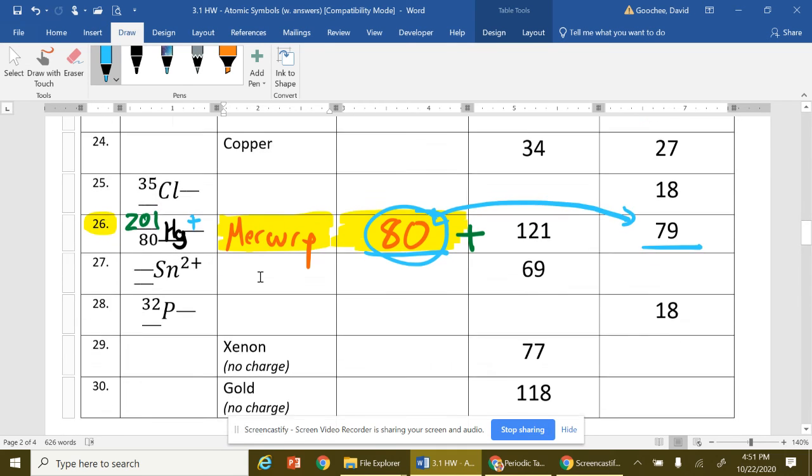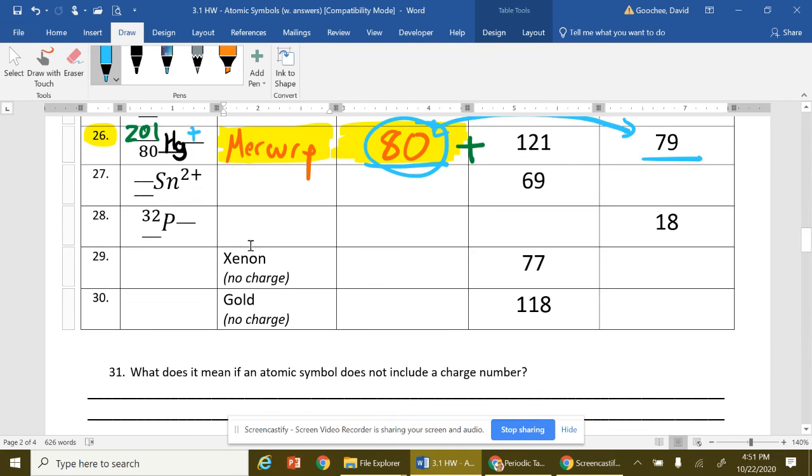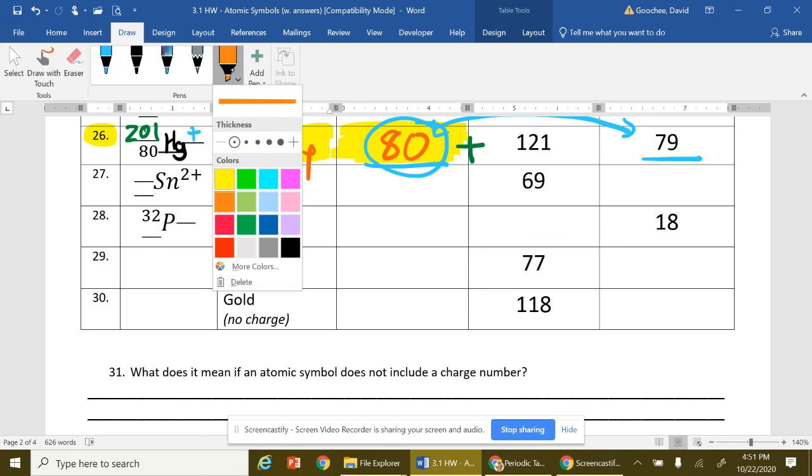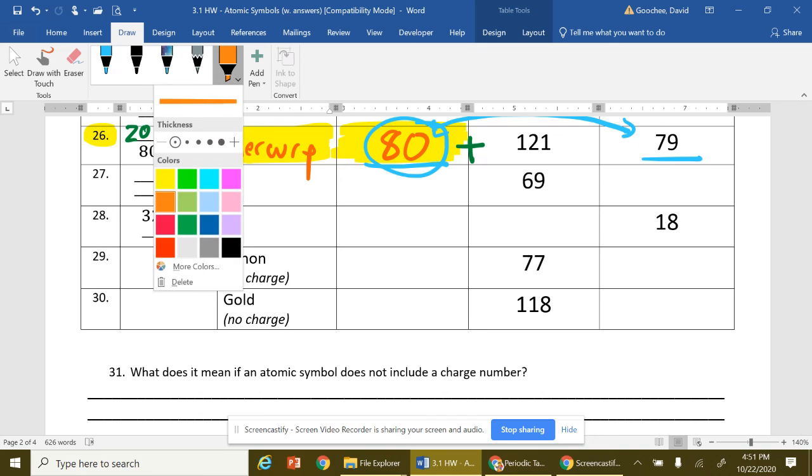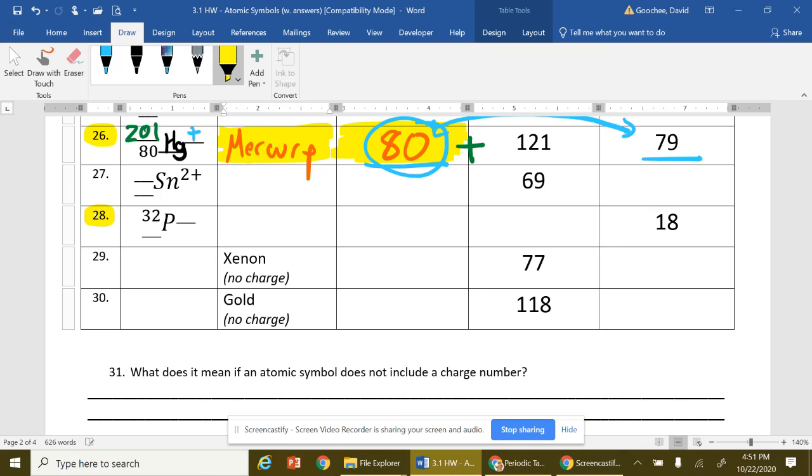Okay? Let's try and figure out number 28. This is tricky. Number 28 is tricky. Let's try number 28. Okay? My first goal in number 28 is to figure out how many protons there are. That's always the most important thing to figure out.